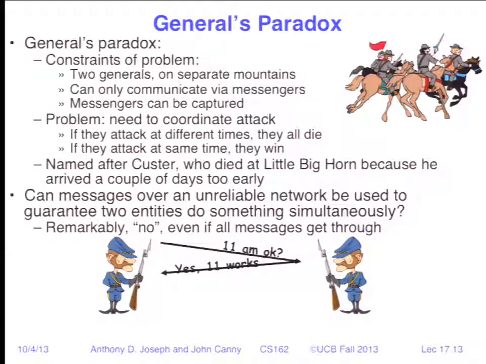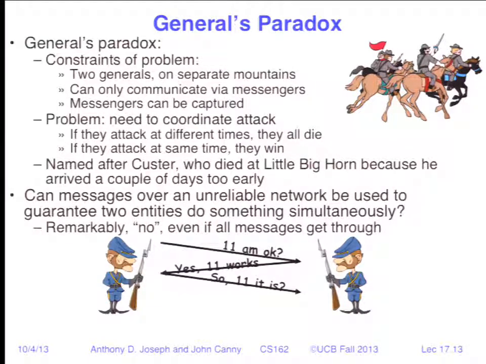And similarly, A knows that it got the message from B, but it also knows that B doesn't know that it got the message. So it doesn't know, is B really going to go? So, maybe it'll go down at 11 and get slaughtered, or maybe they'll both show up at 11 and they'll win. We can fix this, right? We send a message from A to B saying, okay, yeah, it's 11. Now we can attack, right?